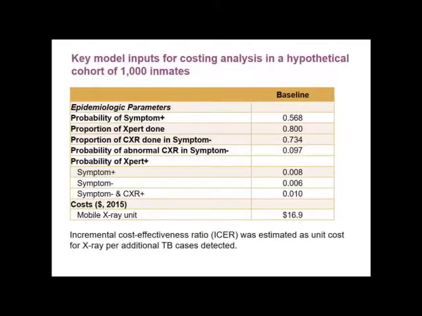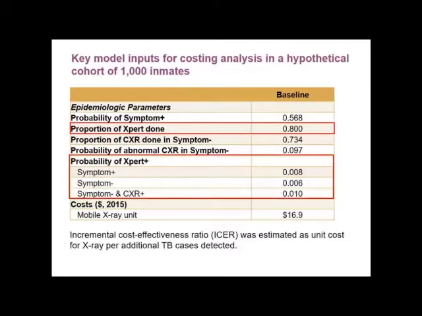So using this yield data based on the routine program, as you saw before, we ran a very simple costing analysis in a hypothetical cohort of 1,000 inmates. For epidemiology parameters, we took them from the program data we saw before. For example, we assumed that about 80% of those eligible participants would be tested by GeneXpert. We assumed a slightly different probability of testing positive by GeneXpert based on the symptoms and the chest X-ray result. The unit cost for mobile chest X-ray per individual was about $17 as a part of the routine program.